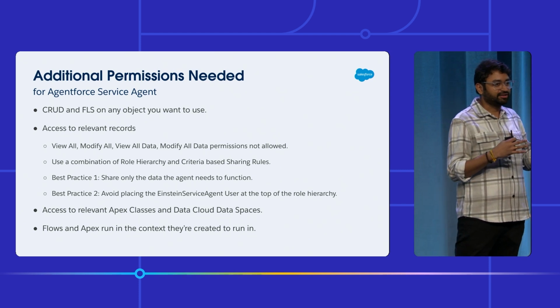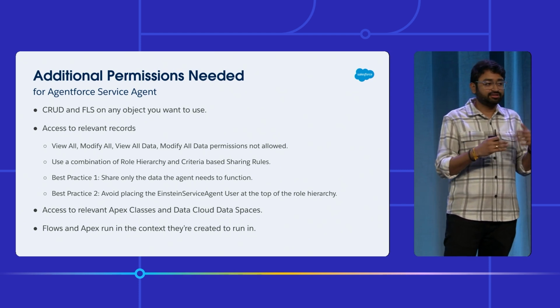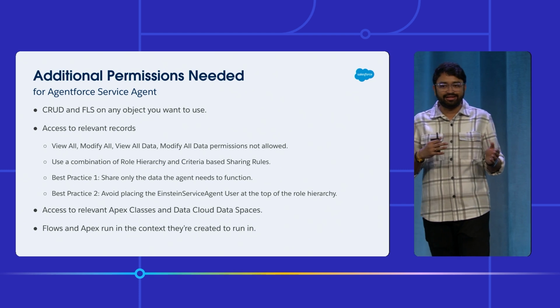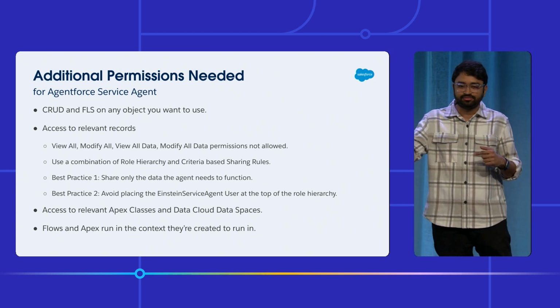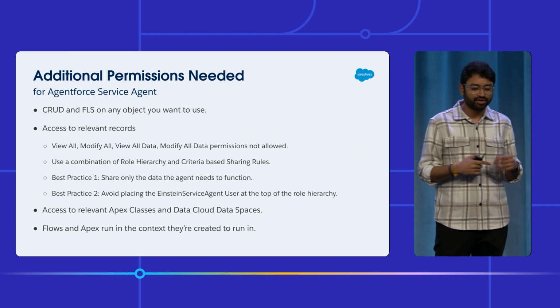would you give access to all the records to an agent, because agents are external facing. I don't think they would need that level of access. So take care, do not bypass all the sharing rules by putting it on top of the role hierarchy.